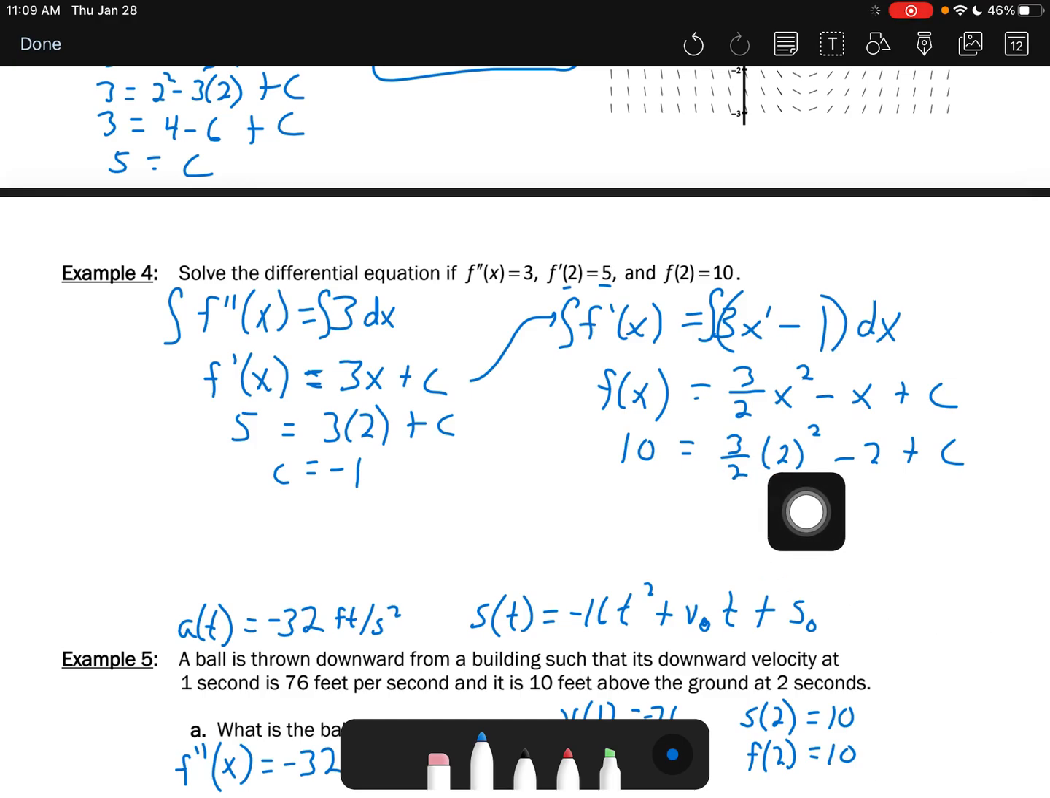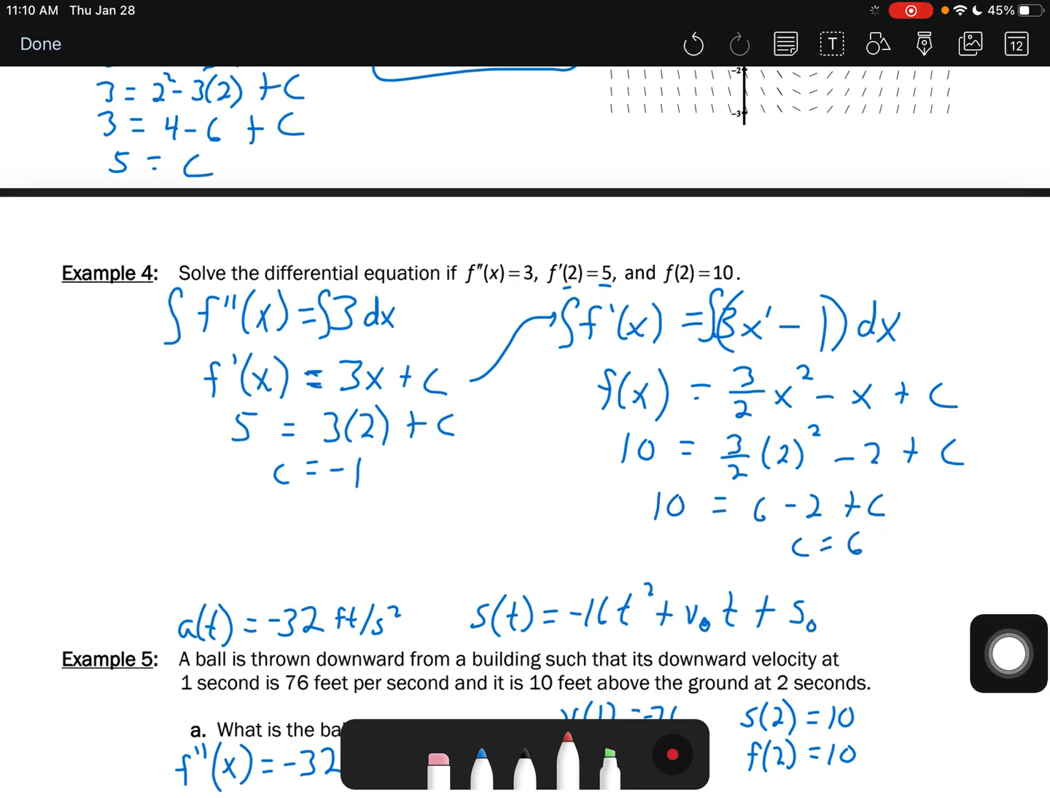So I've got 2 squared is 4, so that would be 6 when I multiply that out. 6 minus 2 is 4. And I'm going to subtract that, so I get c equals 6. And so finally, my solution is this, with the c being 6, right? So I'm just going to plug that in up there, erase that and replace it with a 6.